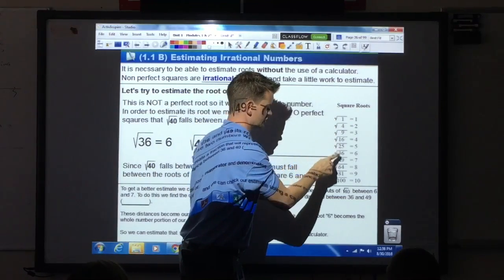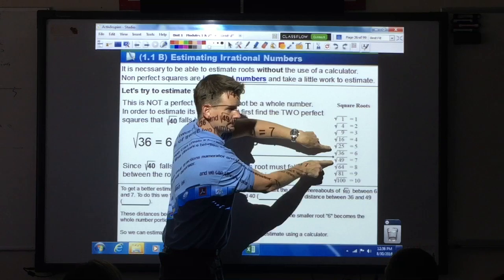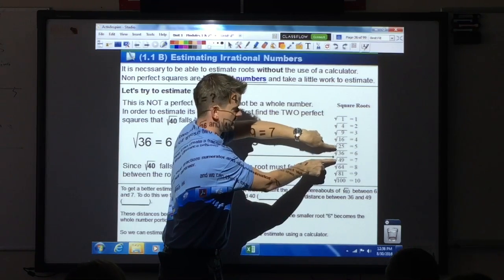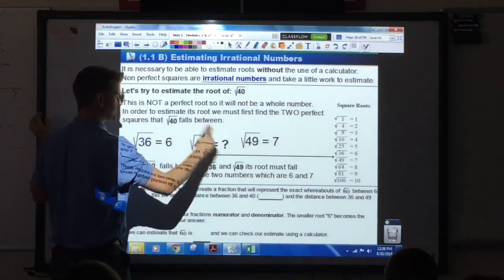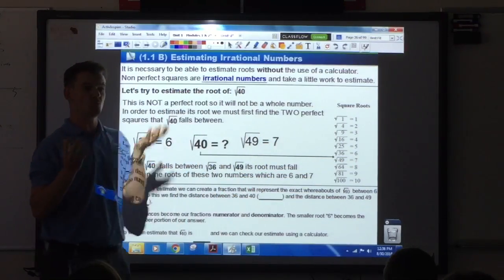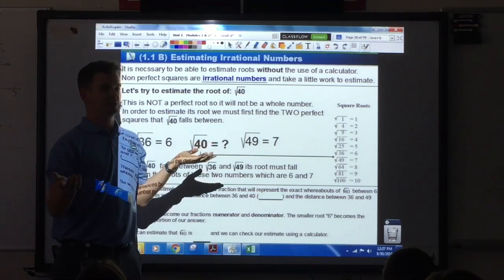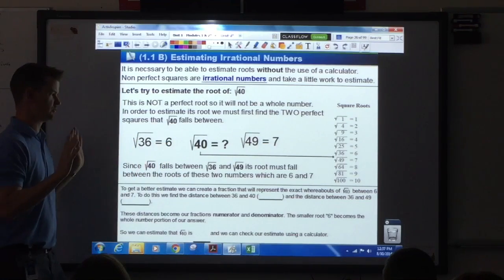So we go through our list of perfect squares, and we see that 40 falls in between which two numbers? 36 and 49. Are those both perfect squares? Yes, they are. 36 roots to 6, 49 roots to 7. So we know that the square root of 40 is going to be somewhere between 6 and 7. Now, that would be a decent estimate. We want to get a little closer.